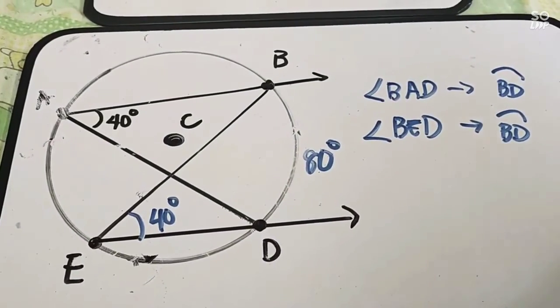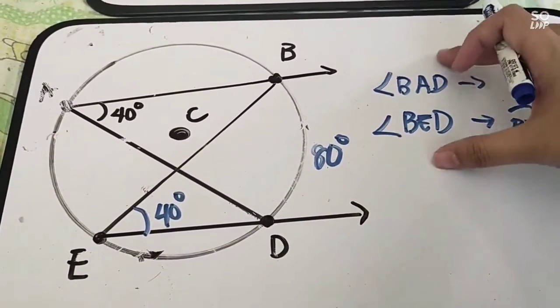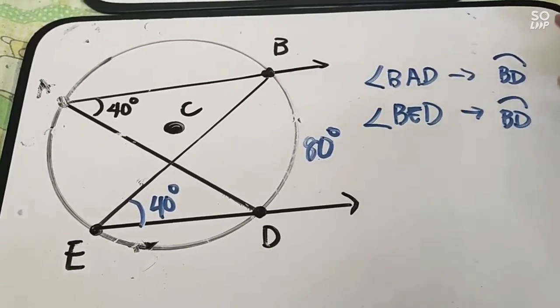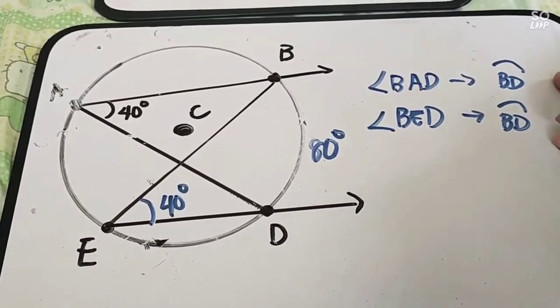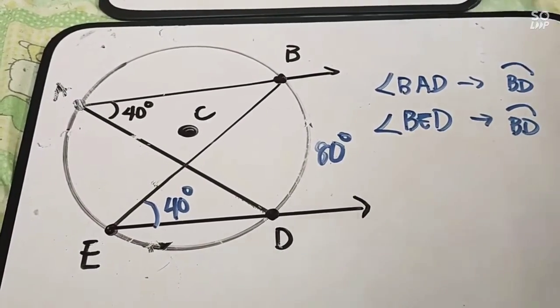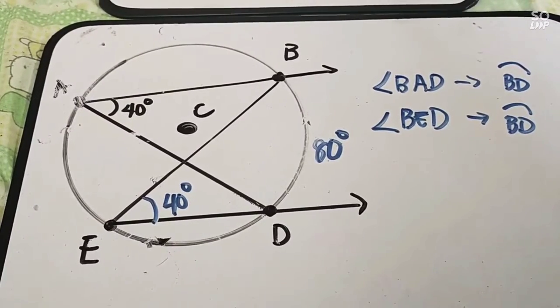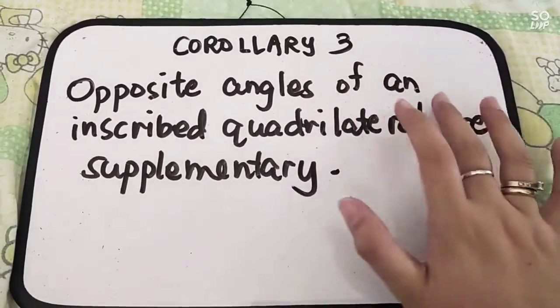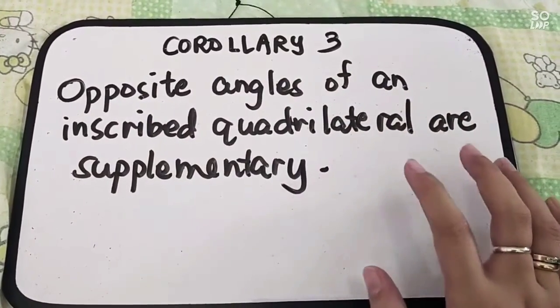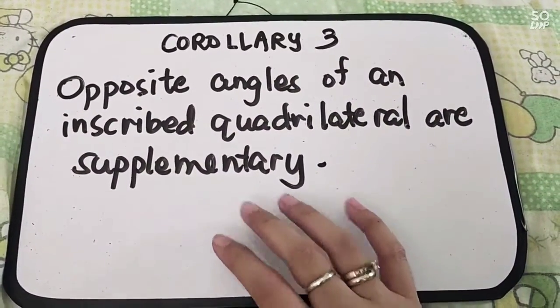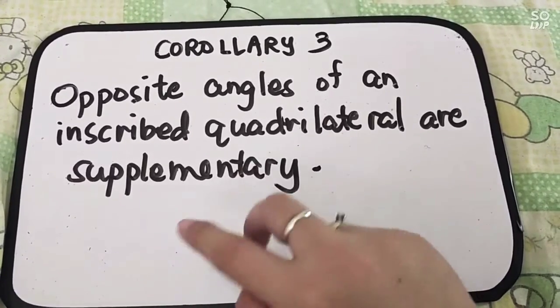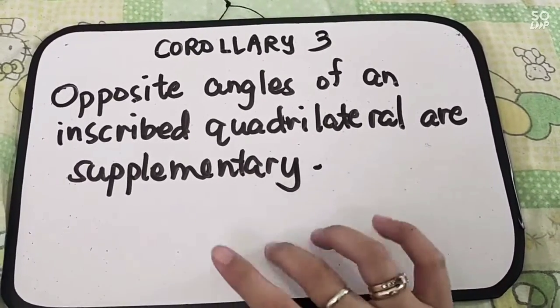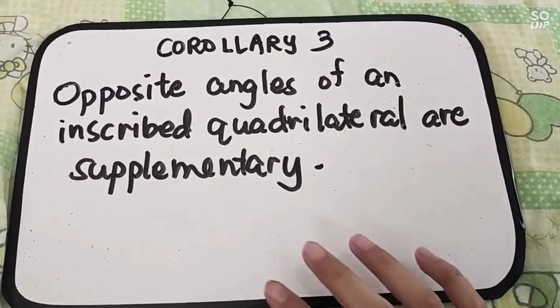Okay? So, parehas sila ng sukat, parehas din sila ng intercepted arc. That is corollary 2. Let's move with corollary 3. Corollary 3: opposite angles of an inscribed quadrilateral are supplementary. Supplementary meaning, if you add the two angles, it should be equal to 180 degrees.